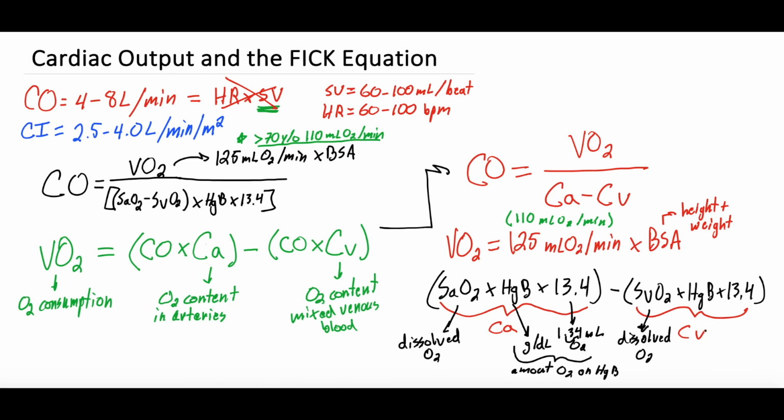Okay? And you're subtracting those because you want the difference between the amount of oxygen in the arteries and the amount of oxygen in the veins, because that is proportional with cardiac output to the amount of oxygen consumption.